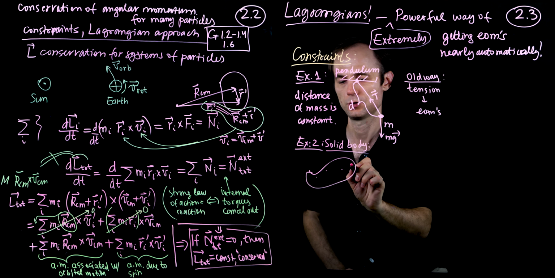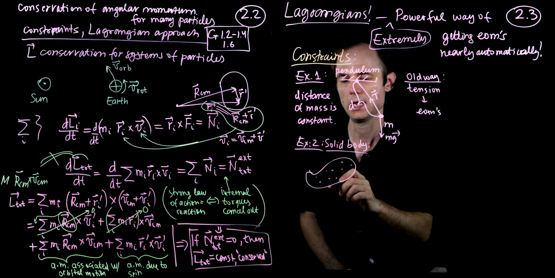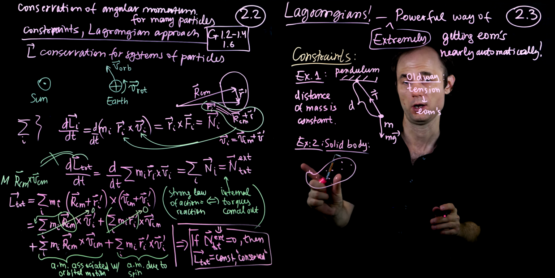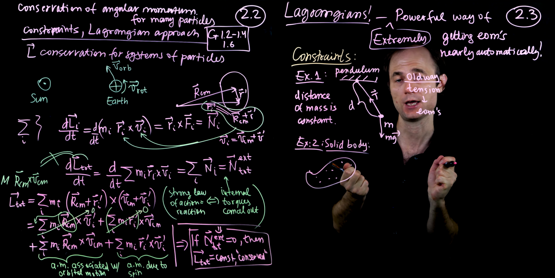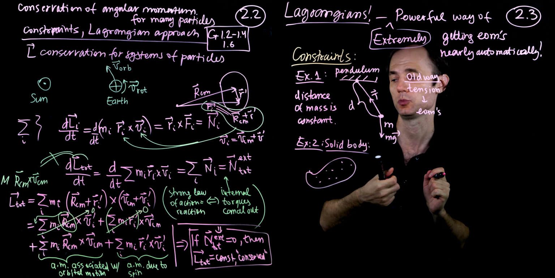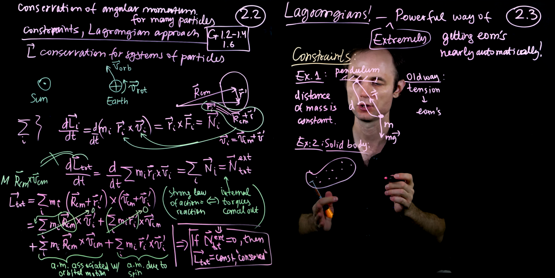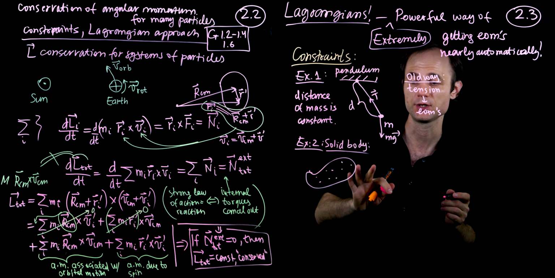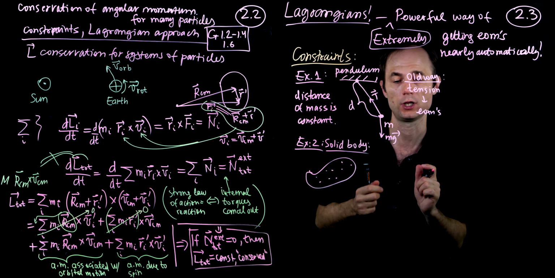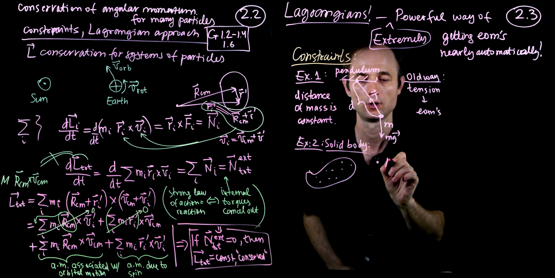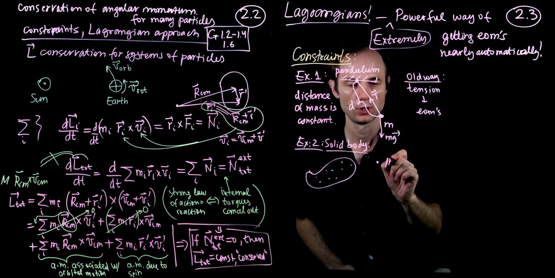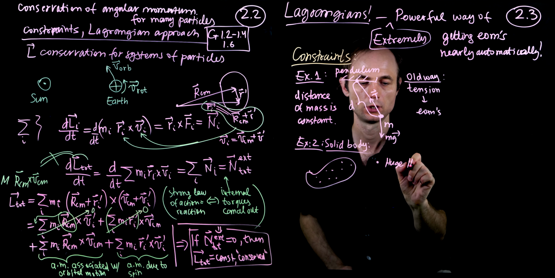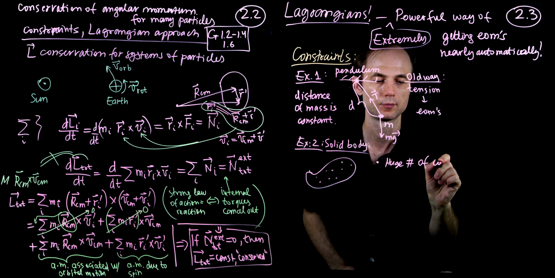So there is a bunch of points, all of which are rigidly attached to each other. So if you pull on one, you pull the entire body with it. So clearly there are a lot of constraints that specify that the points don't move relative to each other. So there is a huge number of constraints.